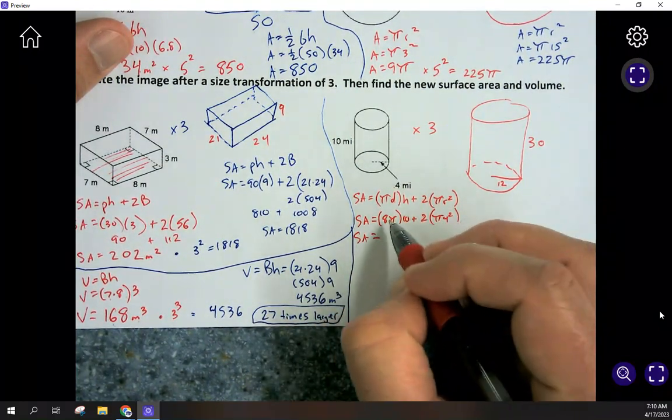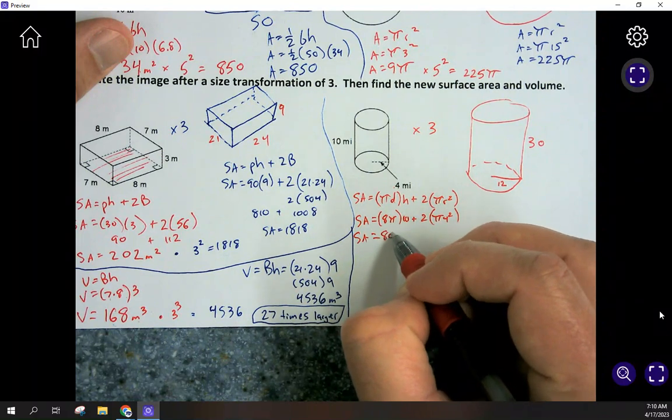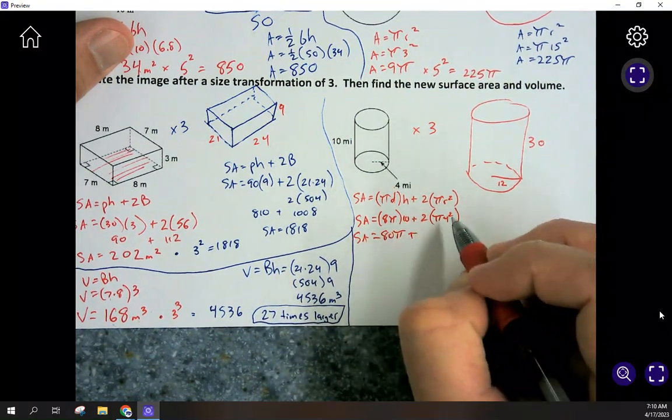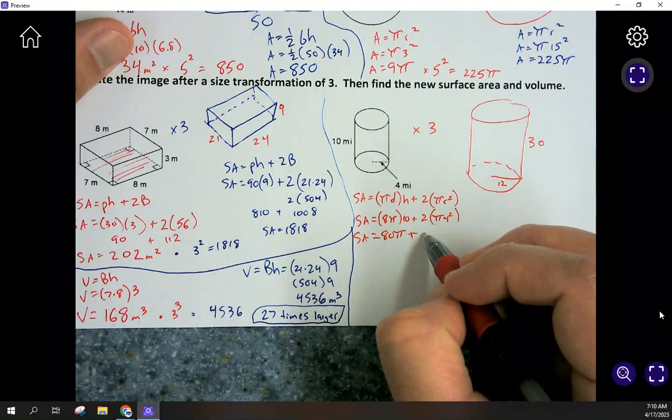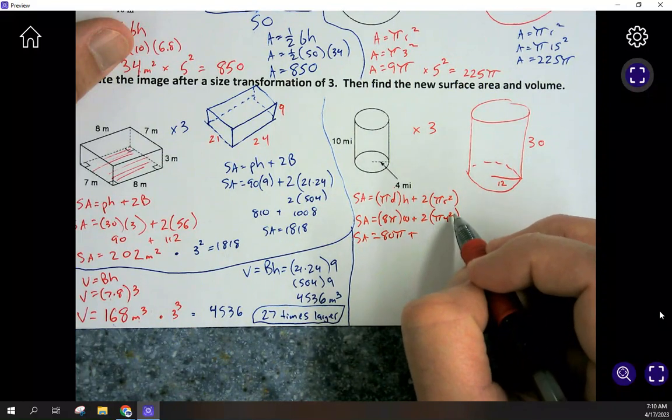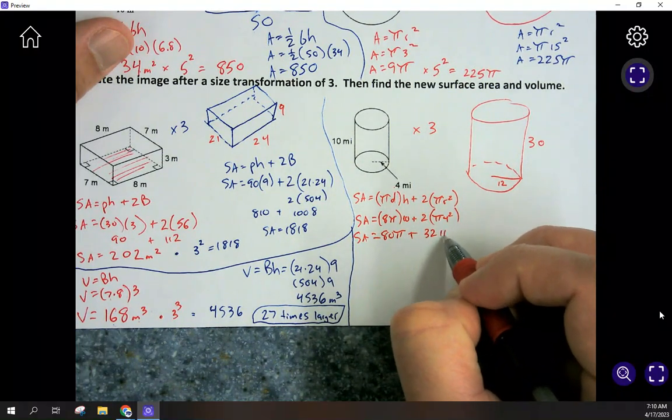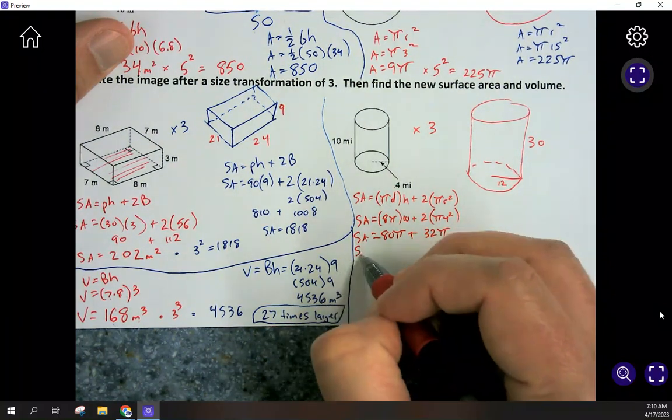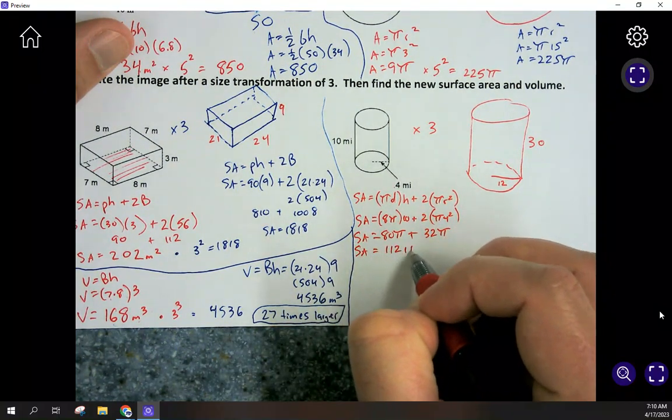So right here, 8 times 10, we have 80 pi. 4 squared is 16 times 2 is 32 pi. And we're going to go ahead and put those together. That's 112 pi.